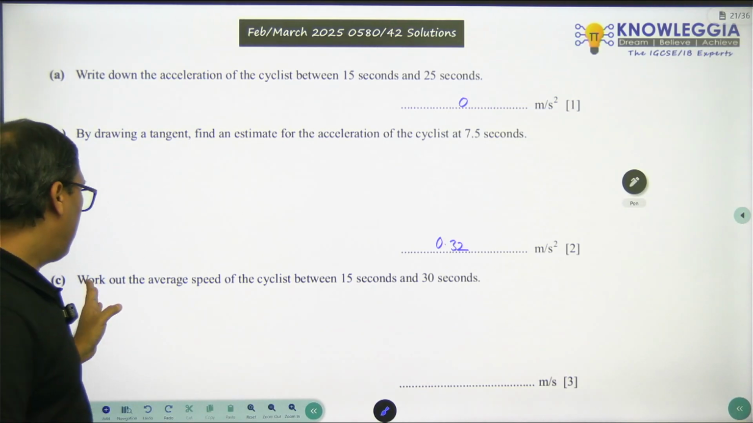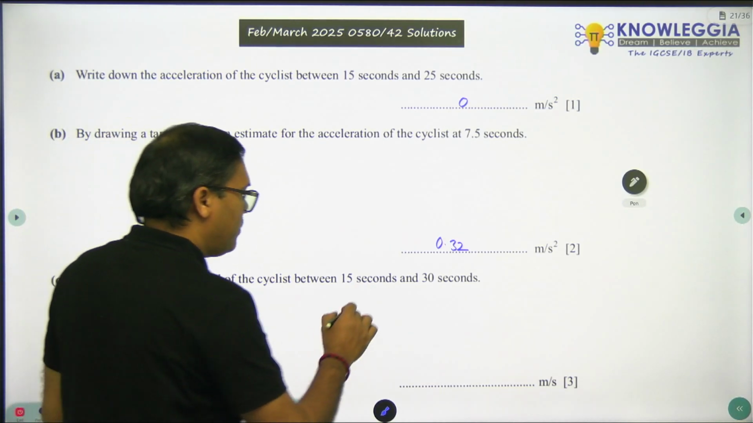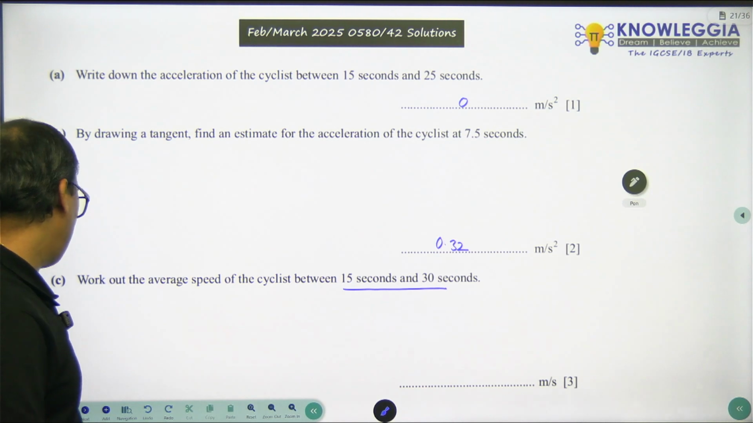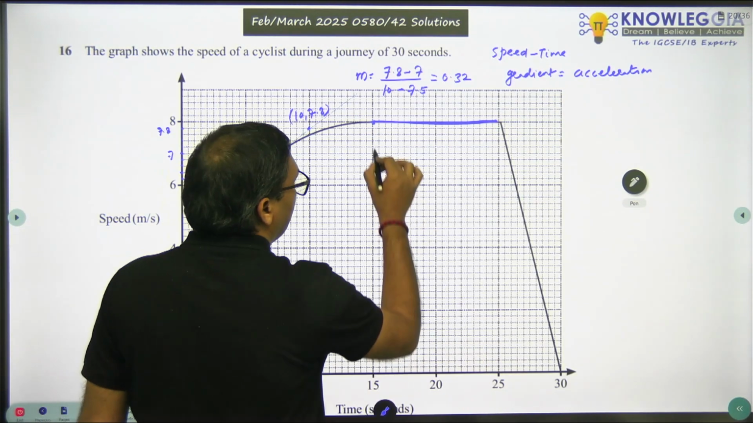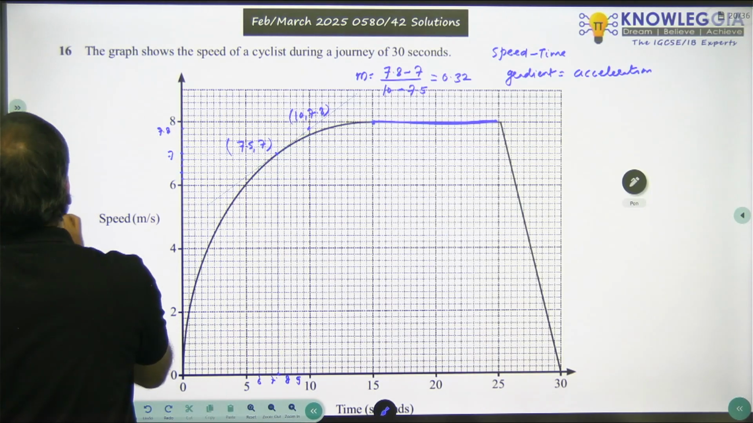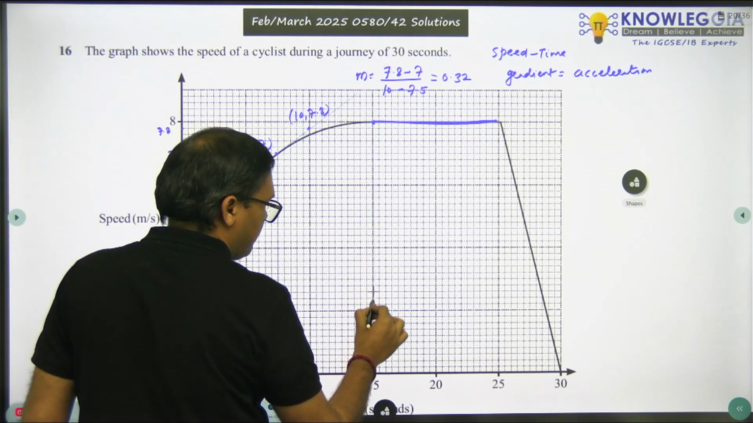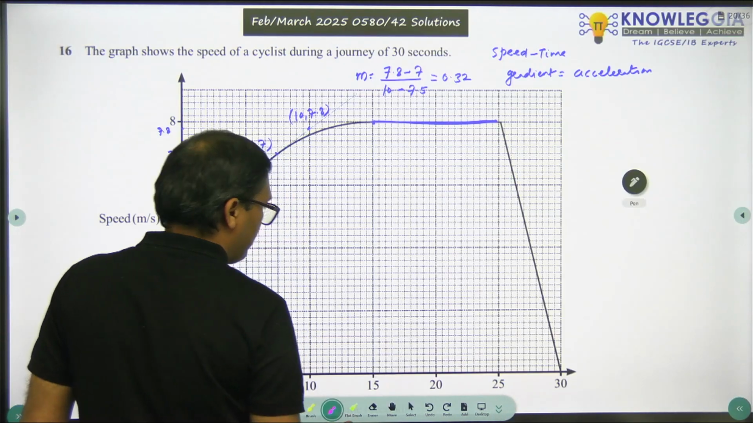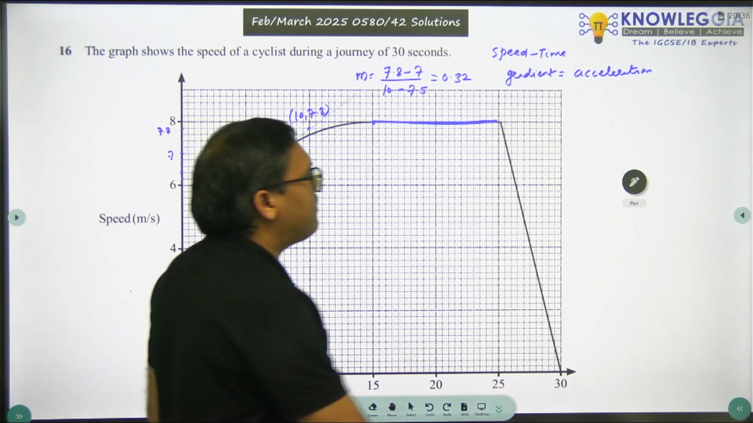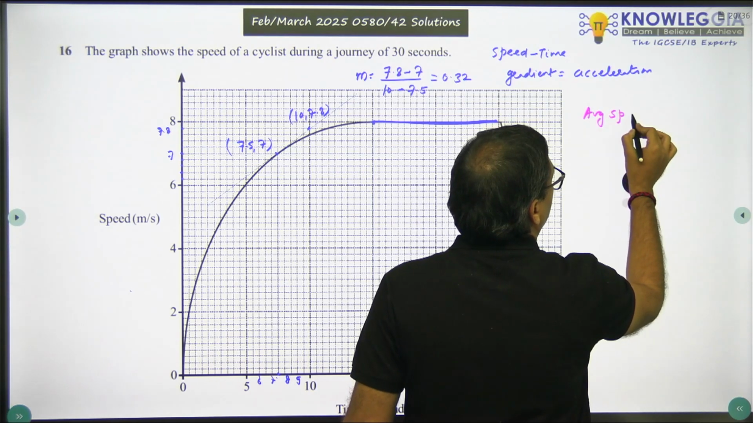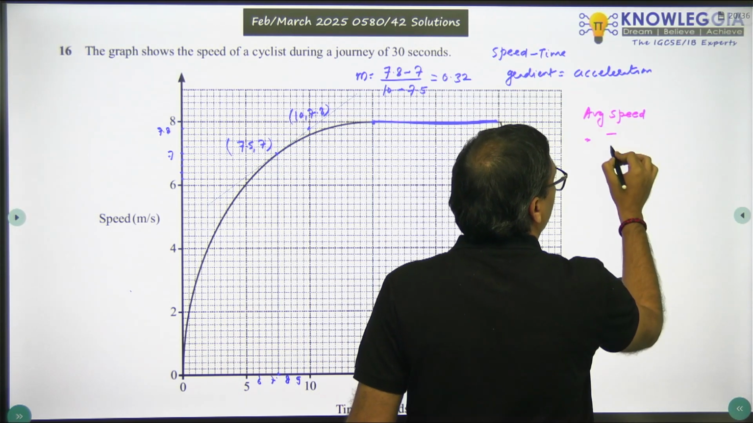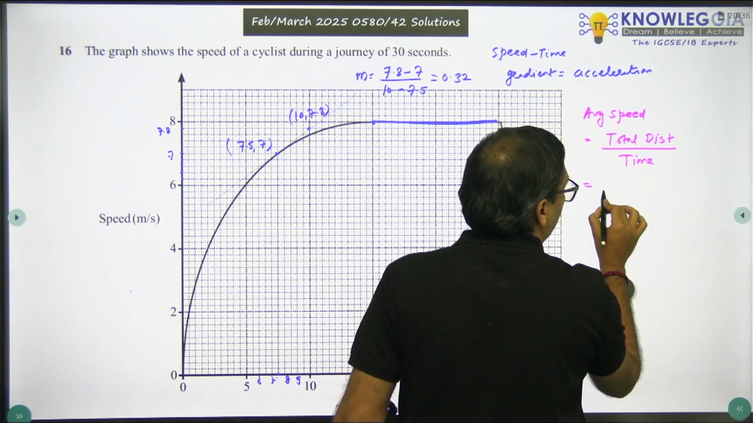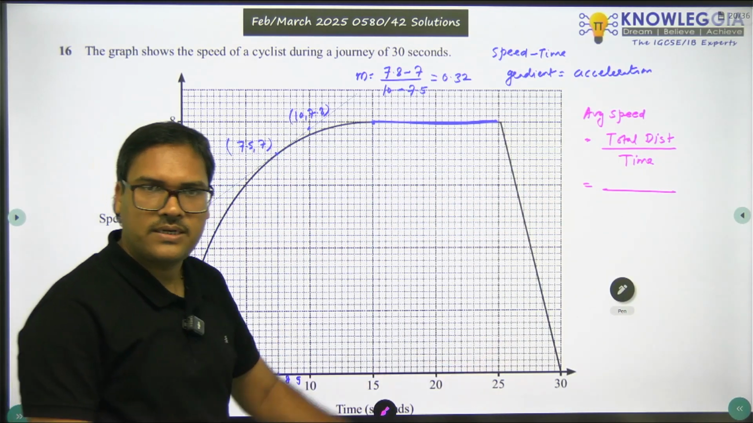Now, finally, work out the average speed of the cyclist between 15 second to 30 second. So in this part, we are just dealing with straight lines. You can see in this interval, 15 to 30 second, all of these are straight lines. Now what is the average speed? Average speed is total distance traveled upon time taken. What is the time taken here? You can clearly see the time taken is 15 second to 30 second, which is 15 second.